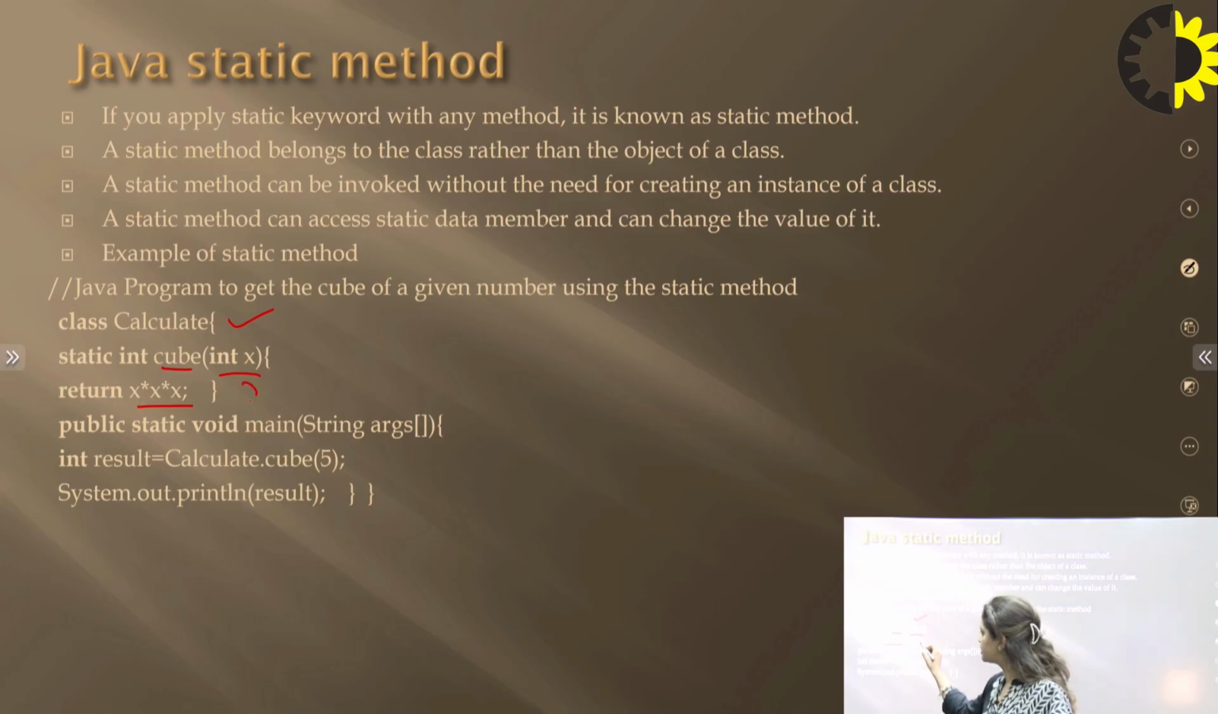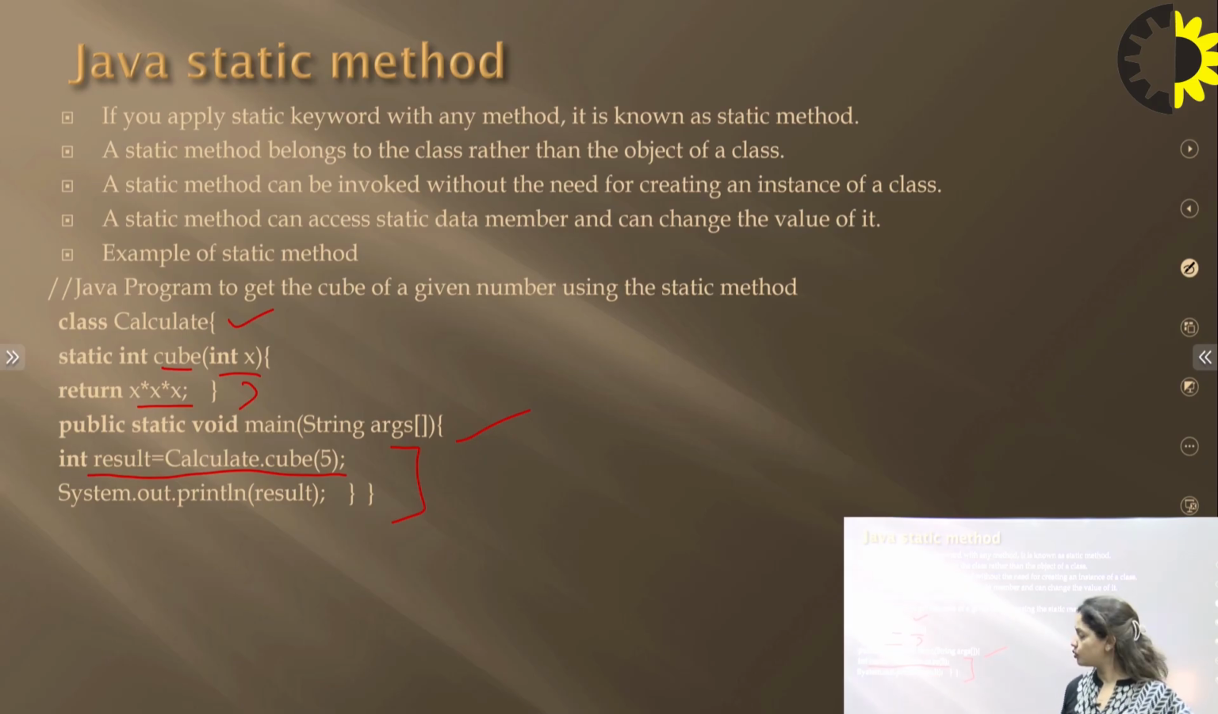Now, after closing this class, we have declared a main method. Here we are not creating an object. Have a look at this line. Here we are just making a simple call to our method named cube. Now, how is this call possible? By using the name of the class.